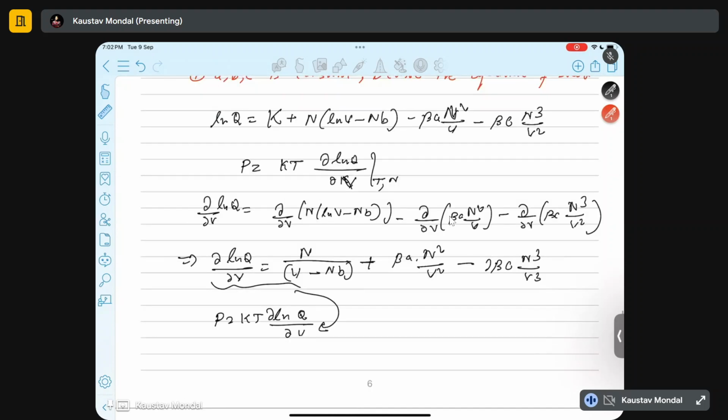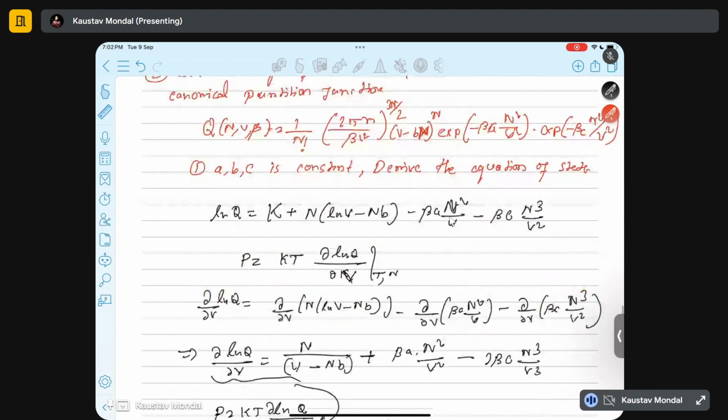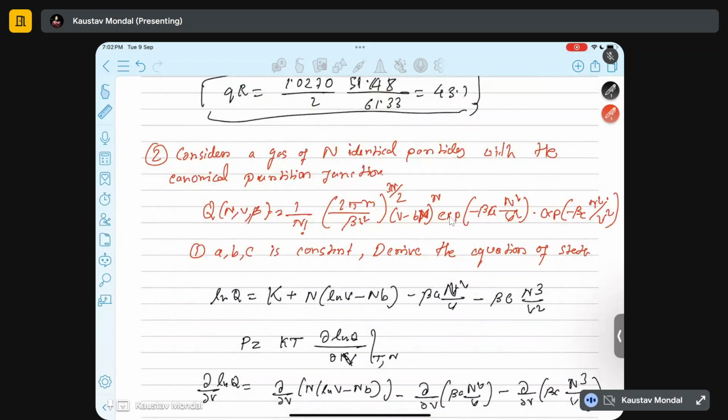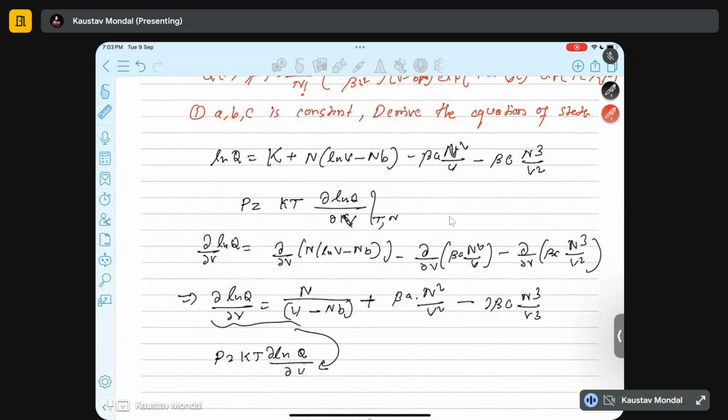This is how we can calculate the equation of state. Okay. So what I have done: in the problem, the canonical partition function of a system, that of a gas basically, that consists of identical particles, is supplied. Given the fact that the A, B, C inside this Q are constants, we have to derive the equation of state.